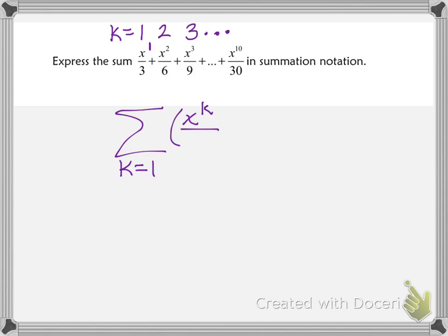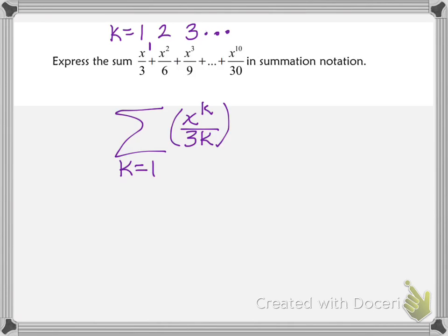And then in the denominator, we have multiples of 3. Well, 1 times 3 is 3, 2 times 3 is 6, 3 times 3 is 9, so this is really 3k. And that process is the same as when we were determining the sequence in the examples right before this.